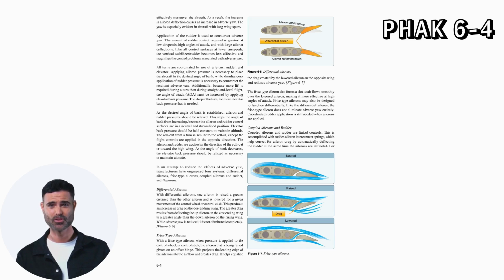In an attempt to reduce the effects of adverse yaw, manufacturers have engineered four systems: differential ailerons, Frise-type ailerons, coupled ailerons and rudder, and flaperons. Differential ailerons. With differential ailerons, one aileron is raised a greater distance than the other aileron is lowered for a given movement of the control wheel or control stick.